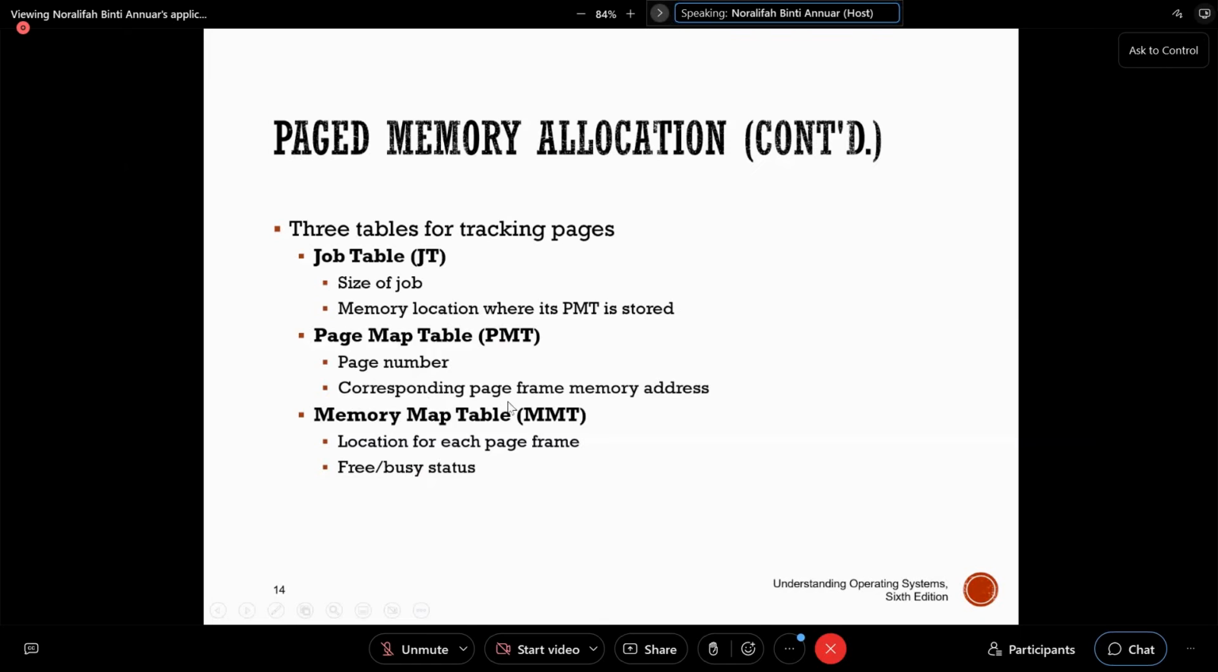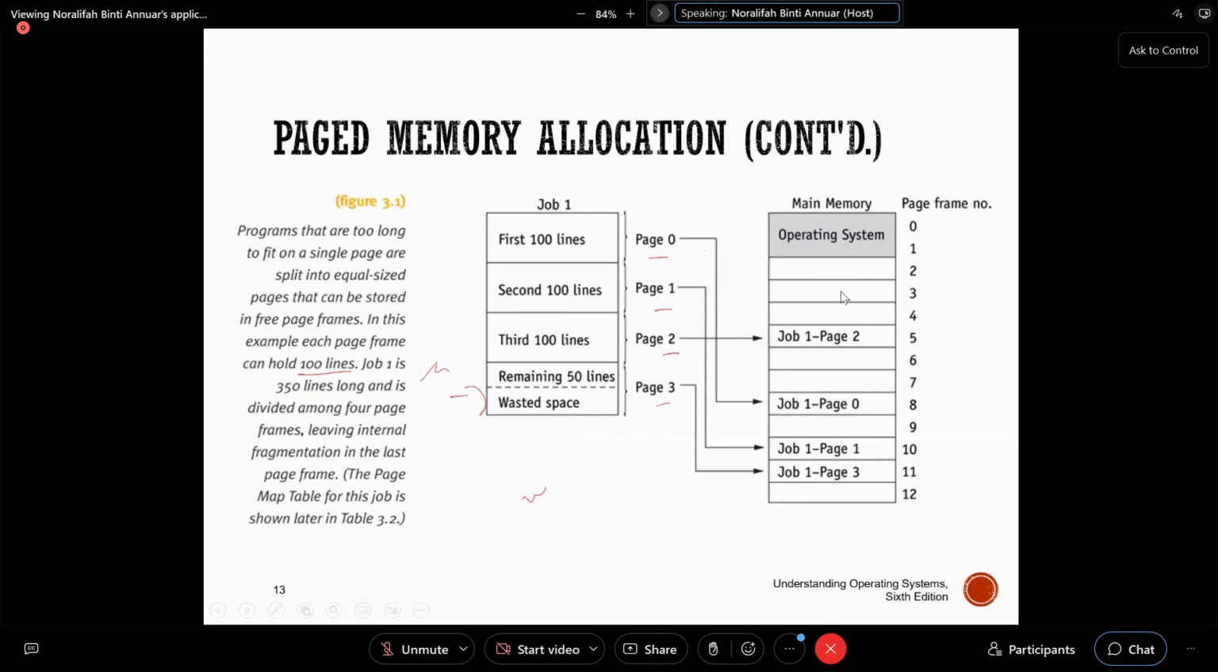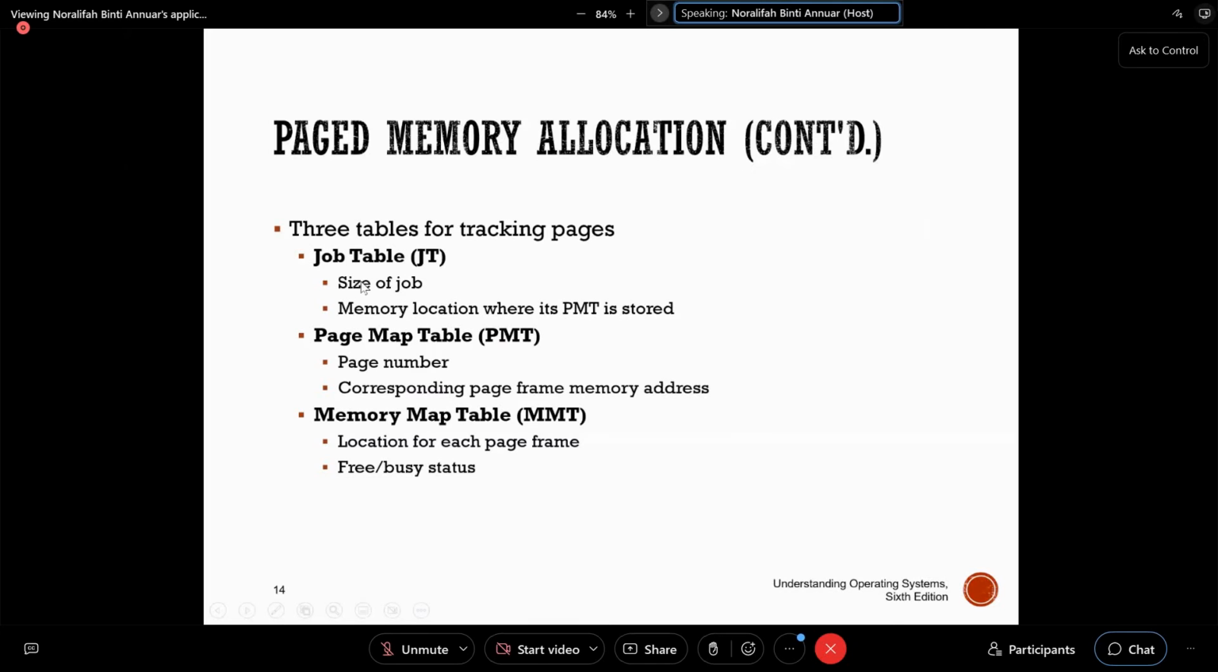Dekat mana dia letak page frame? Okay. Job 1 inside which frame? Kat frame mana ni? Frame yang remember ni adalah frame. Job 1 located at frame number 5 PMT, okay. Alright. So this is the information content on each of this table.